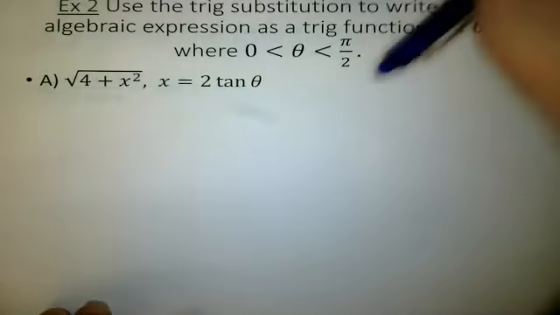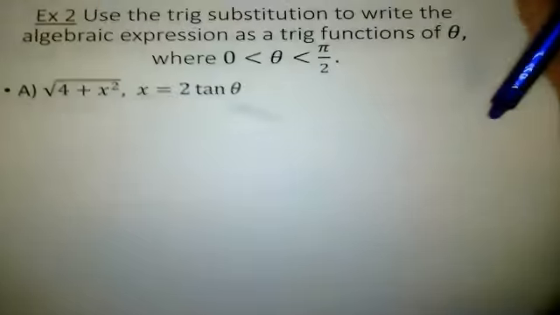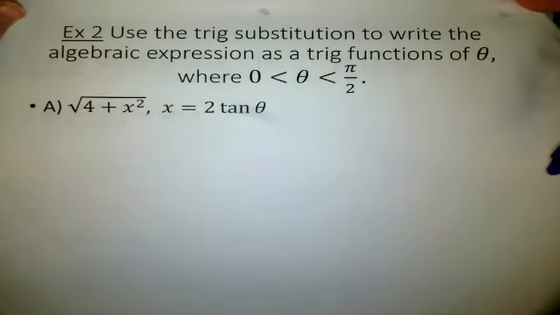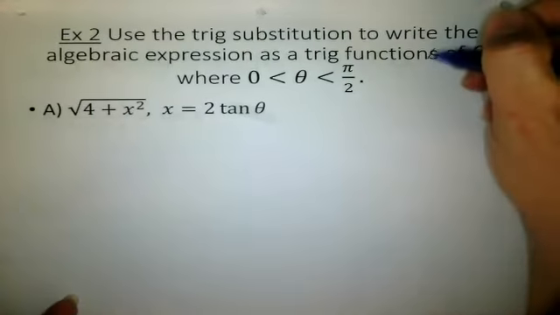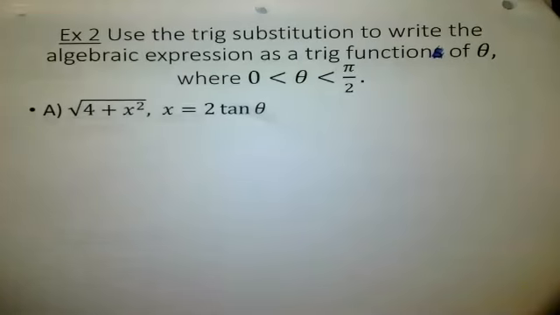Not too bad. All right, here's some interesting stuff. This is more sort of, hey, here's what you're going to see in calculus. Example 2: use the trig substitution to write the algebraic expression as a trig function of theta, where theta is between 0 and pi over 2. We don't really care about that.